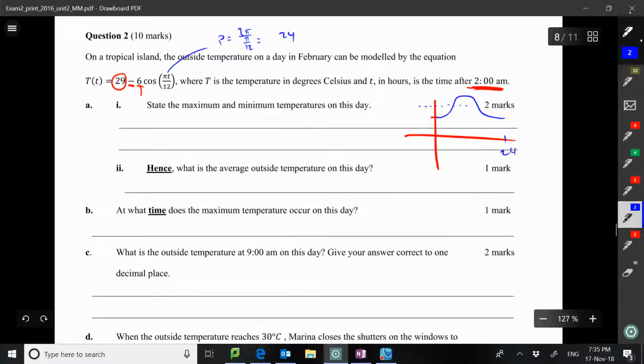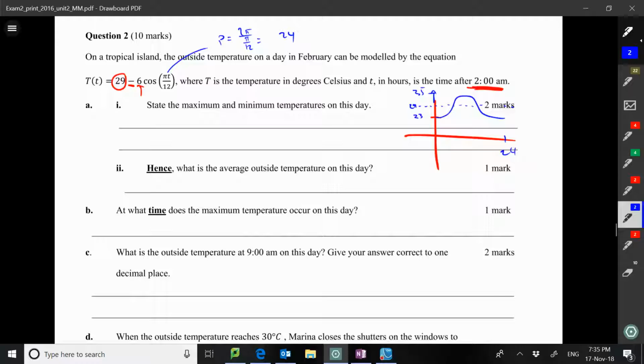if I cross through the center, the center is at 29 because it went up by 29. Maximum is 29 plus 6, so the maximum is 35, and minimum is 29 minus 6, which is 23. Okay, that's my visual representation of what the graph looks like. So obviously maximum and minimum temperature is 35 and 23, because 29 plus 6 and 29 minus 6 will give you the minimum and maximum, right?